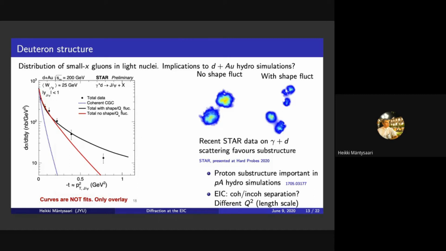I had to show this plot where this black line very nicely agrees with the data, because I took this part of the slide directly from the STAR presentation, and so this is not my sentence, but they actually wrote that curves are not fits; they are only overlay. And when experimentalists have to write this when they are comparing to your theory predictions, of course, this is kind of funny. So I had to show that.